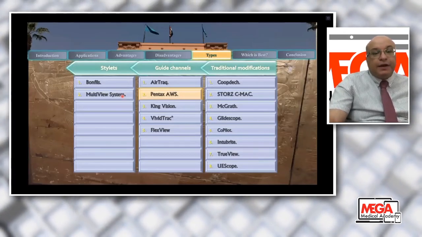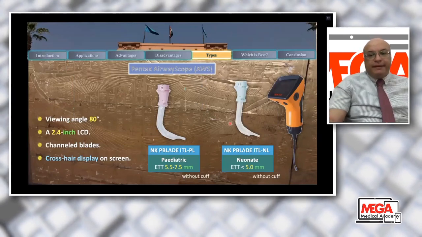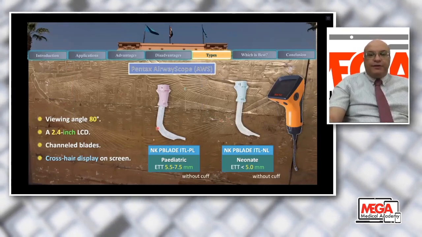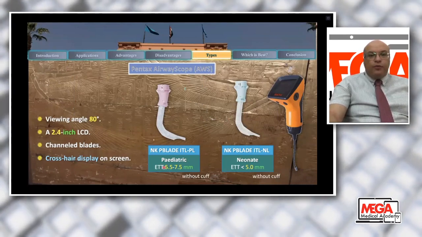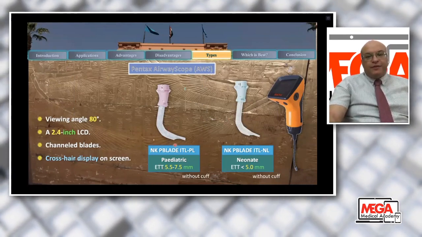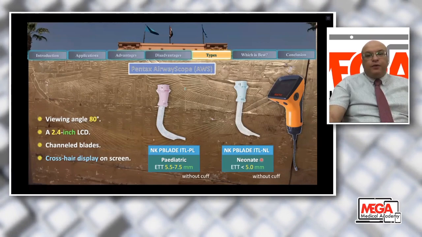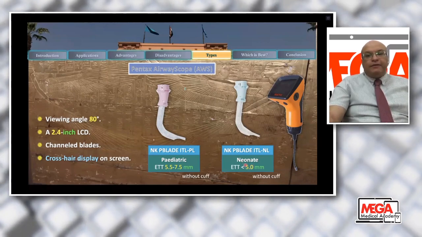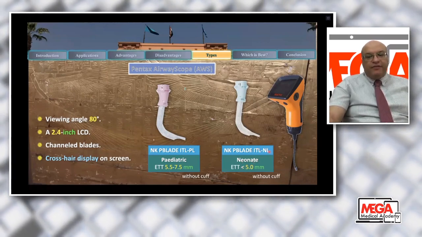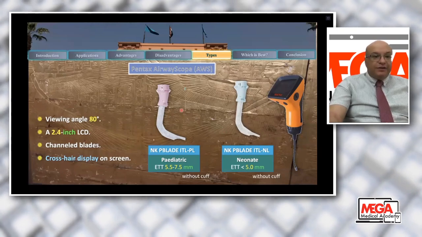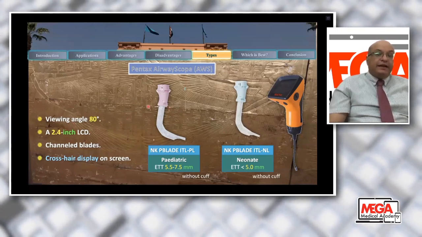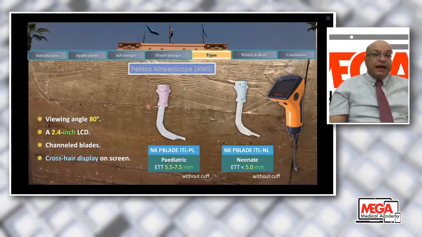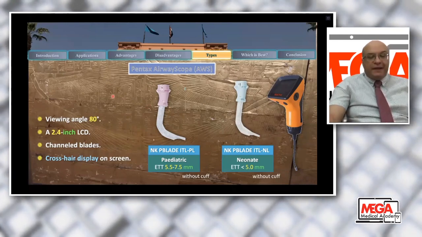Pentax AirWay Scope is coming from Pentax. They are available in two sizes. The pink one is the pediatric one, which can accommodate tubes 5.5 to 7.5. The infant one is for neonates, tubes less than 5 millimeters. Both of them are for uncuffed tubes. The view angle is 80 degrees. This is the largest visualization angle available in the market for a channeled video laryngoscope.